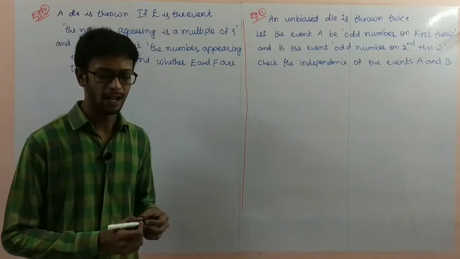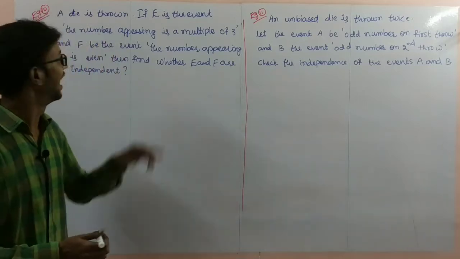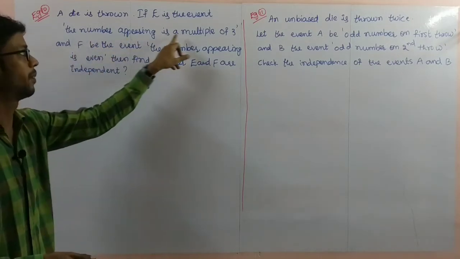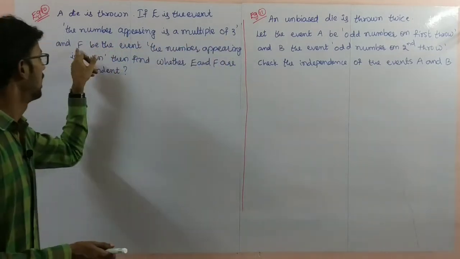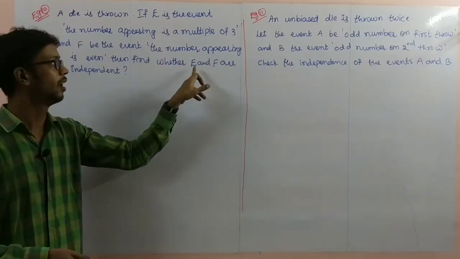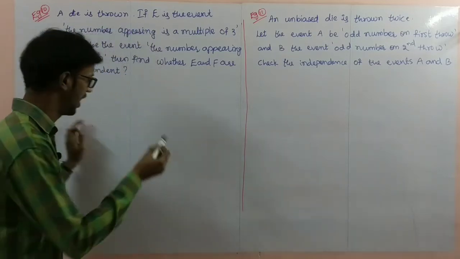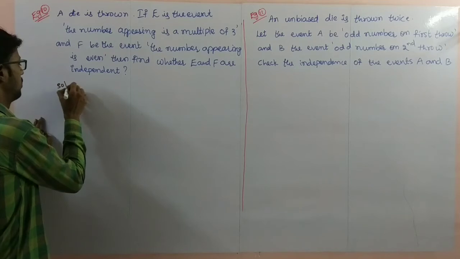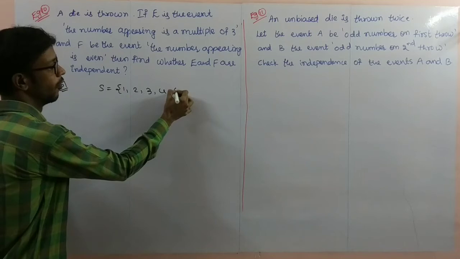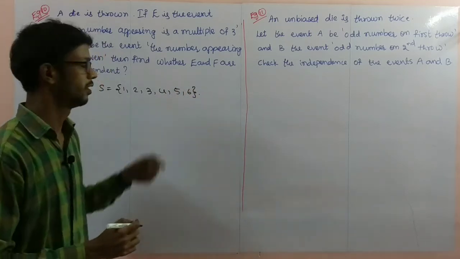Now we see the example problems based upon independent events. Example 10. A die is thrown. Event E: the number appearing is a multiple of 3. Event F: the number appearing is an even number. Find whether E and F are independent events or not. So a simple way here. First of all, I will write the sample space. Sample space for throwing a die is 1, 2, 3, 4, 5, 6. Total number of elements is 6.